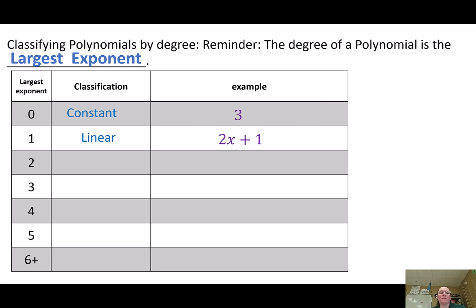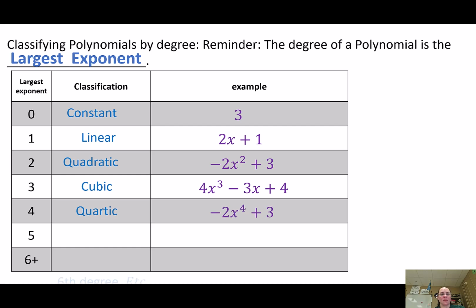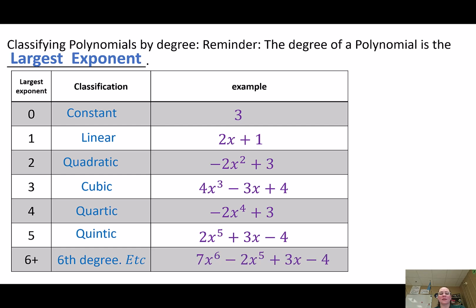If my degree is 2, it's a quadratic, like negative 2x squared plus 3. A degree of 3 is a cubic. Degree of 4 is a quartic. Degree 5 is a quintic. And degree 6, well, let's just say 6th degree or other. If anything above 5, we just say 6th degree, 7th degree, 8th degree, depending on what our largest exponent is on that one.